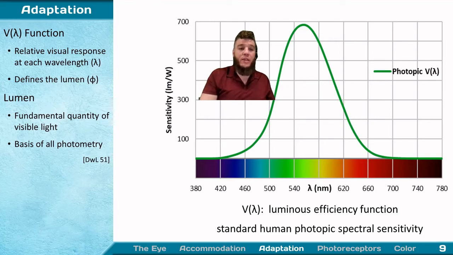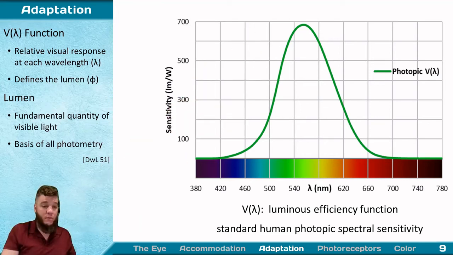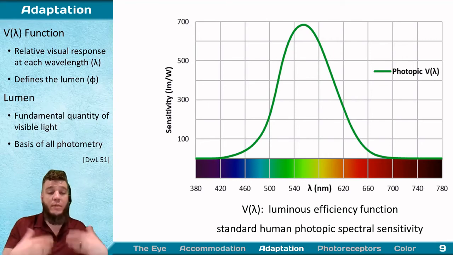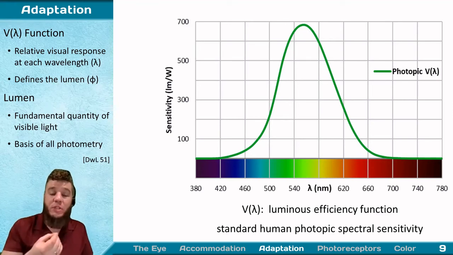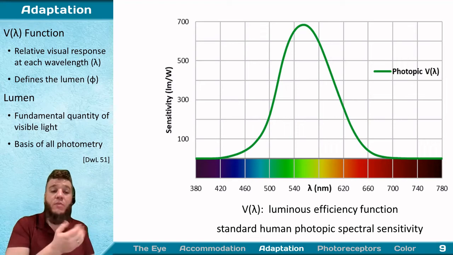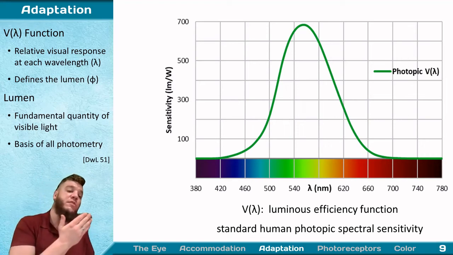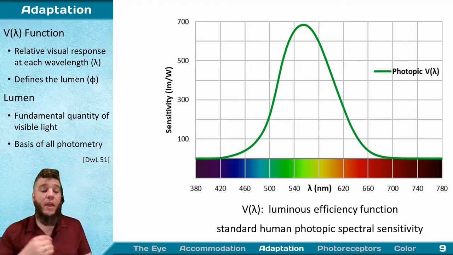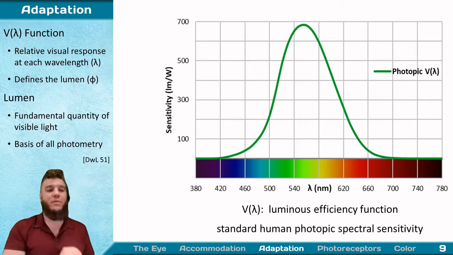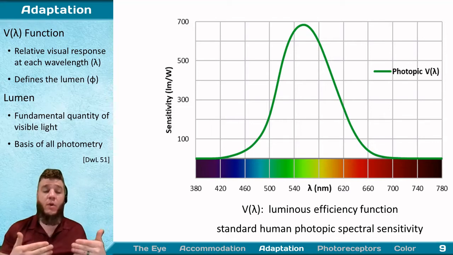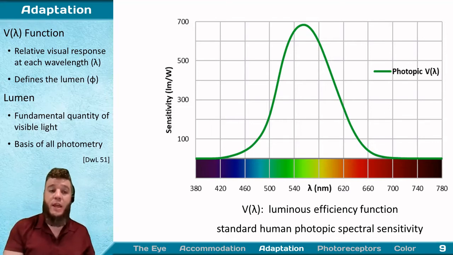Lumens are, in fact, the fundamental quantity of visible light as opposed to watts, which is the fundamental quantity of radiant power or just light in general. But when we're talking about vision, we don't actually care how much light we have, but rather how much our visual system responds to that light. And so we quantify that in terms of lumens. In other words, the fundamental quantity of visible light. And this forms the basis of all photometry, which is what we're going to get to next week.